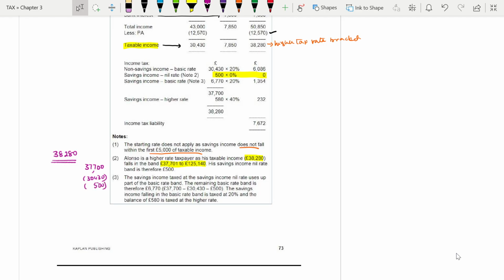They have utilized how much? Is it okay? Now, how much is there? This much is there. This has been exhausted, and from this, how much is utilized? From this, you have utilized 500. Okay, how much is there? If you take 37,700 minus 30,430 minus 500, it comes to how much? It comes to 6,770.